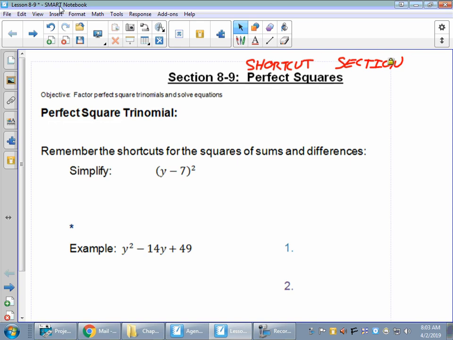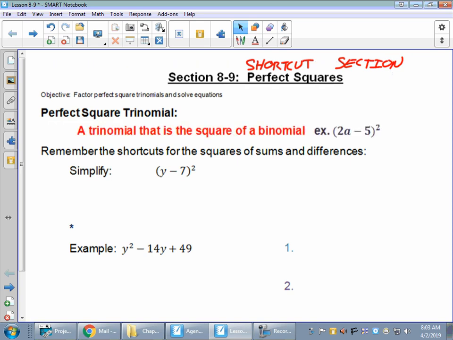So what is a perfect square trinomial? It's a trinomial that is the square of a binomial. So, for example, say (2a minus 5) squared. Something written like that. And just to look back at 8.4, remember the shortcuts for squares of sums and differences down here.